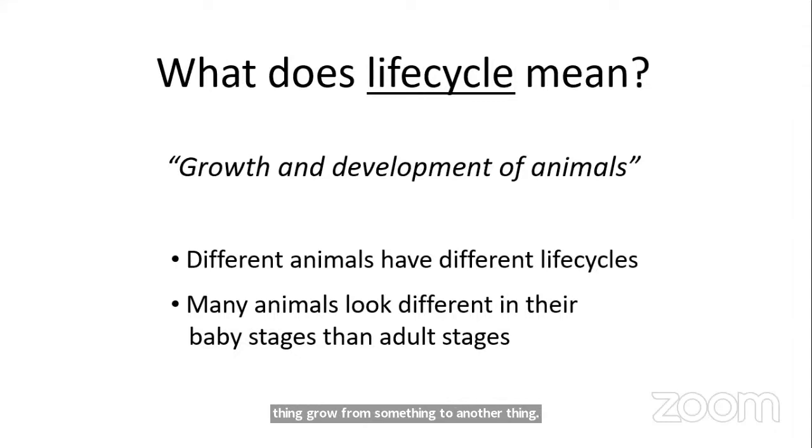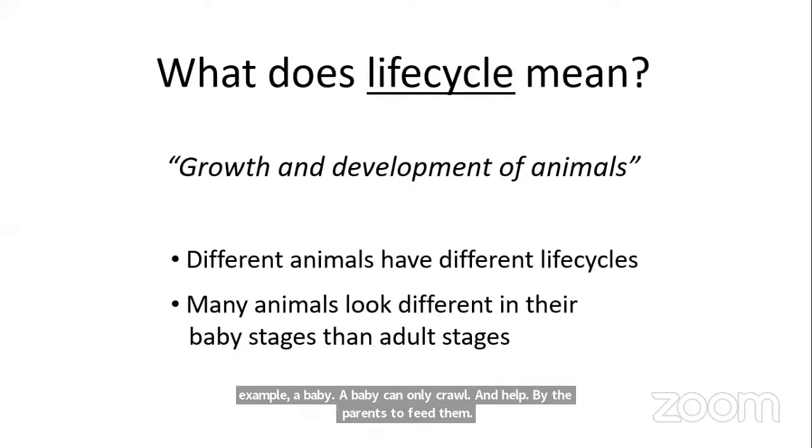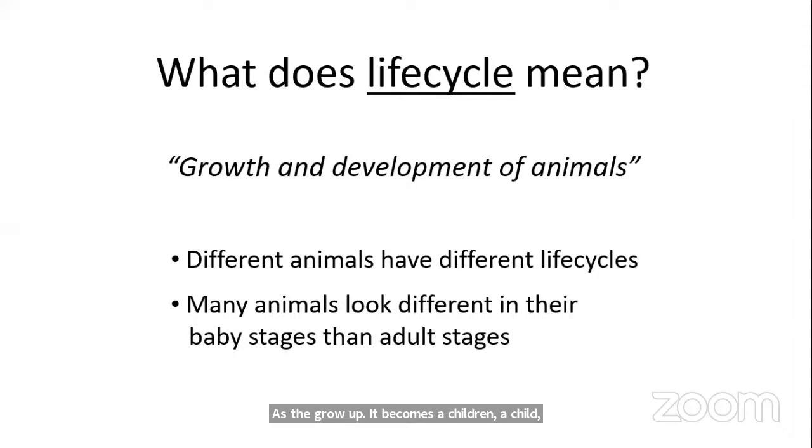And this growth and development usually helps the living thing to adapt to changes to allow it to live and survive in this world. For example, a baby. A baby can only crawl and needs help from the parents to feed them. As the baby grows up, it becomes a child, and slowly an adult. The baby becomes more and more independent as it grows. So life cycle is all about growth and development of animals, making them independent.